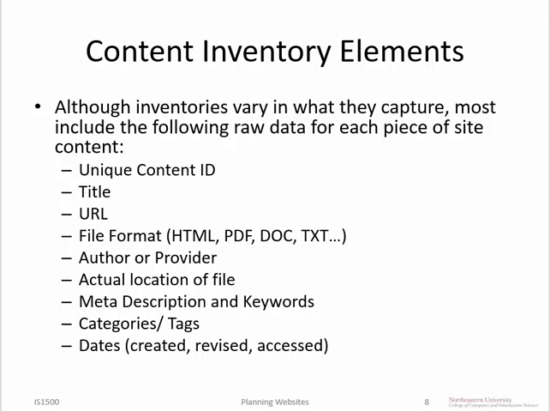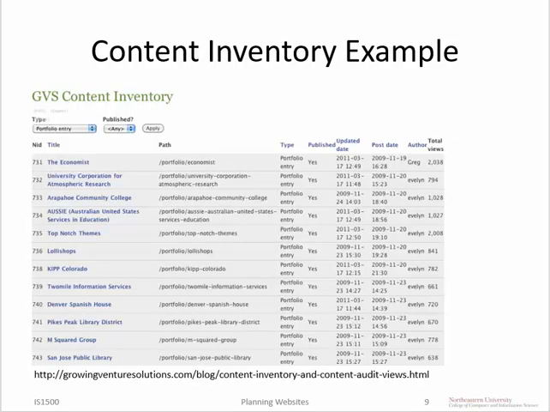Now, typically you want to track in your content inventory the titles of pages and URLs to the page. If it's a particular file, obviously most of it's going to be HTML, but some of your pages might be PDFs or Word documents. Maybe an author if different people are authoring pages, maybe the actual location of the file if it's different than the URL, dates for creation, revision, access, and so on. Here's a simple example of that. It shows you the different pages for a website and the different paths to where the file is located.